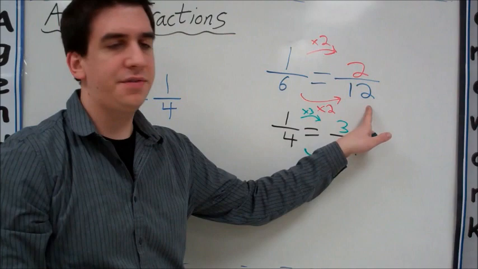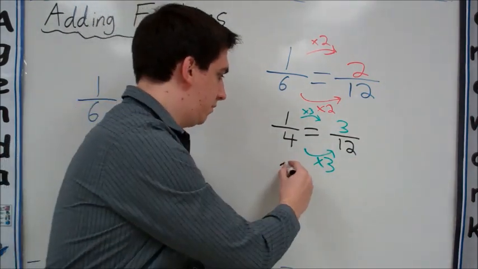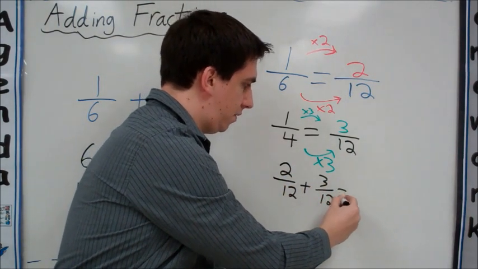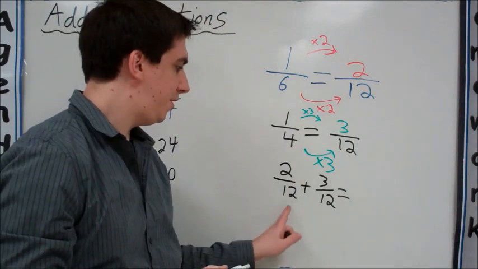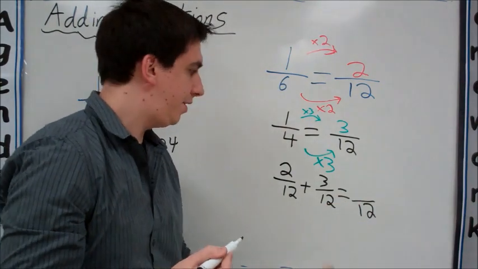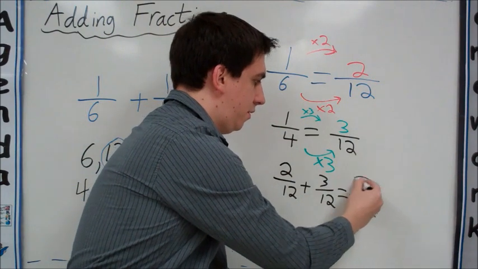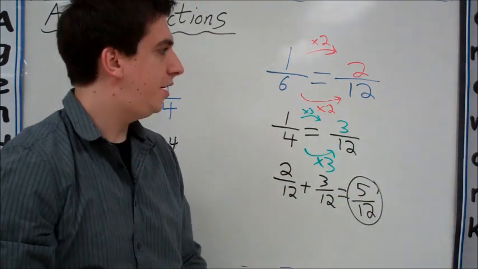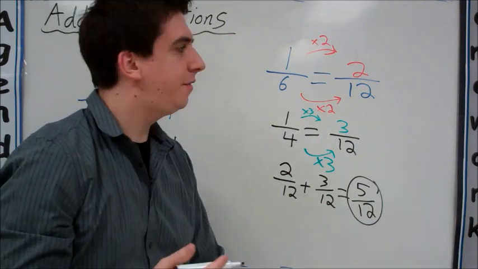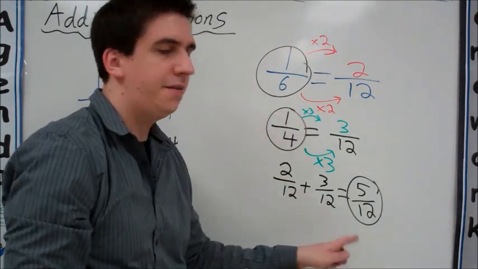Now both of our fractions are out of 12, so now we can add them. Remember, keep your denominators the same. That's how we know we can add them. And add your numerator. 2 plus 3 is 5. So 5/12. If we look back at our original problem, we have 1/6 plus 1/4. We're adding those together, and we got 5/12 from there.